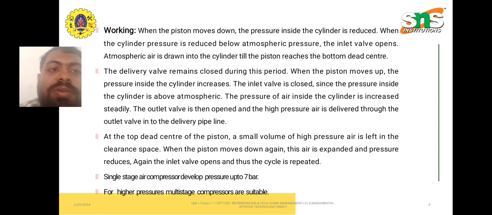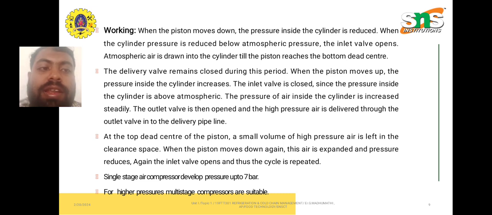When the piston moves down, the pressure inside the cylinder is reduced. When the cylinder pressure is reduced below atmospheric pressure, the inlet valve opens. Atmospheric air is drawn into the cylinder until the piston reaches the bottom dead center. The delivery valve remains closed during this period. When the piston moves up, the pressure inside the cylinder increases. The inlet valve is closed since the pressure inside the cylinder is above atmospheric pressure.